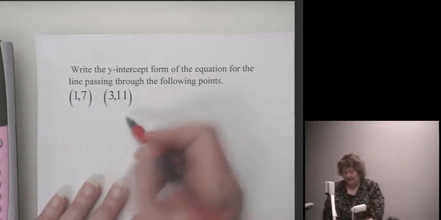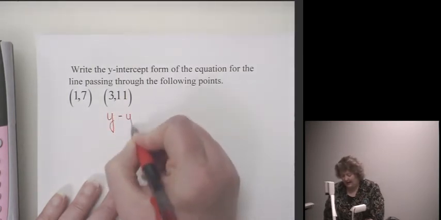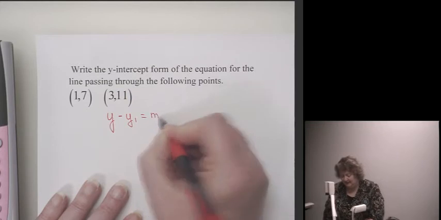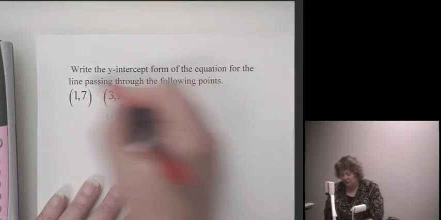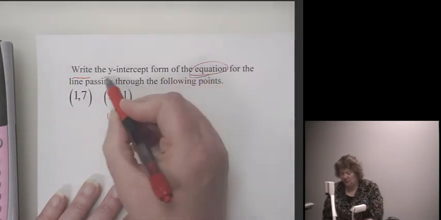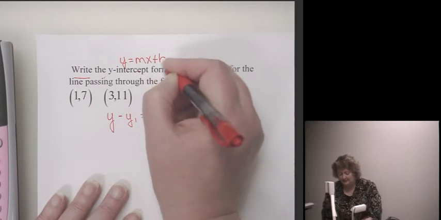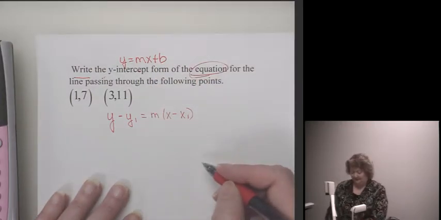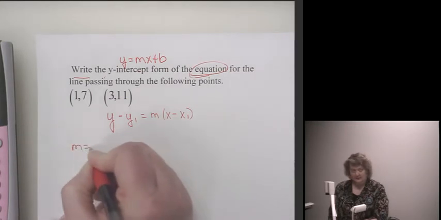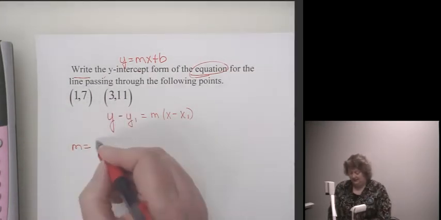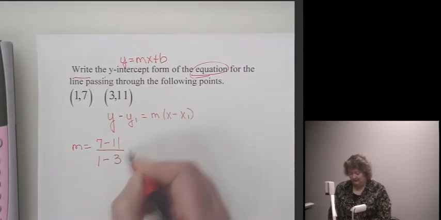Okay, so again, since we're using our formula y minus y1 equals m times x minus x1, we do know we want to write an equation, and the y-intercept form means that we need to leave it in y equals mx plus b. Okay, we need slope first. So I'm going to do slope: 7 minus 11 over 1 minus 3.